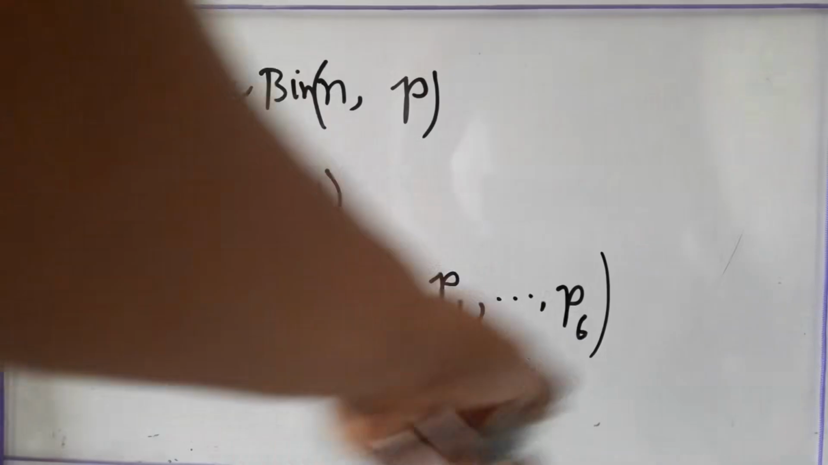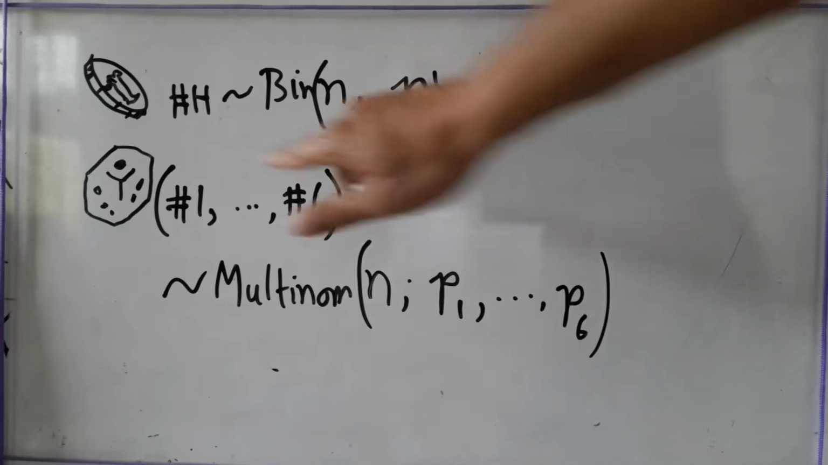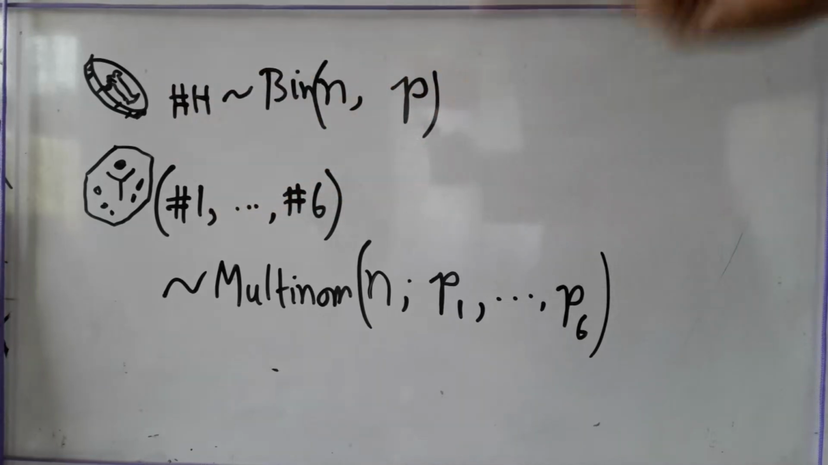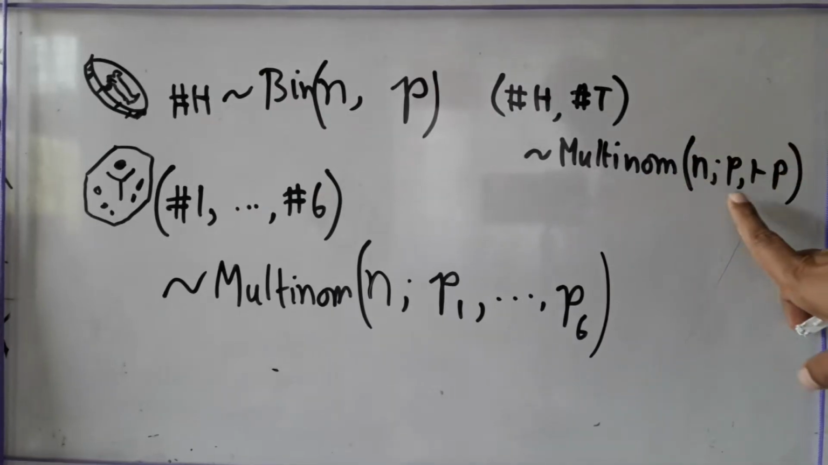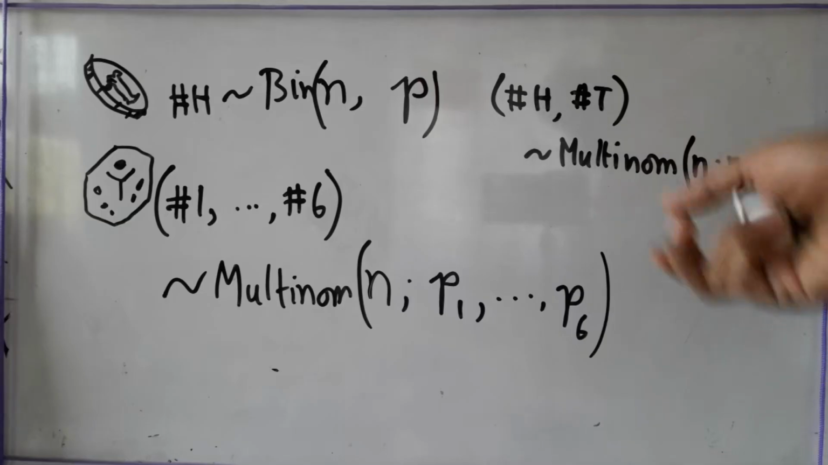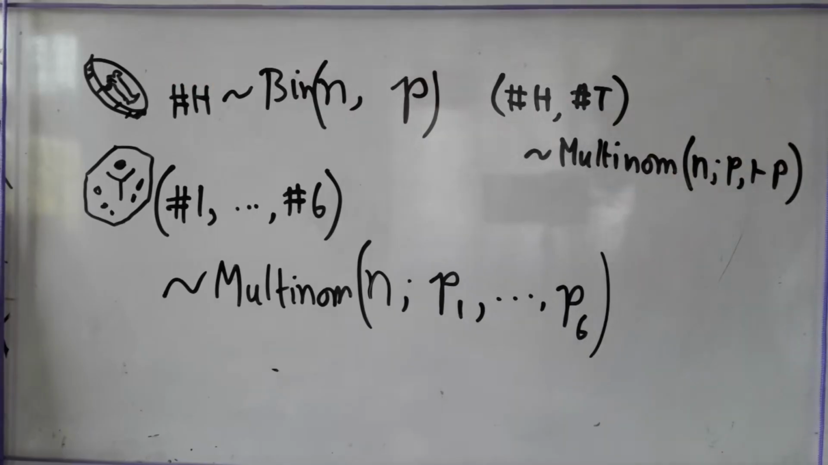So according to this notation, a coin toss is also a multinomial. You have to count both heads and tails separately. Then it is a multinomial with n, probability of head and probability of tail. But in case of binomial, we just drop one of them and write it as only a real valued random variable.